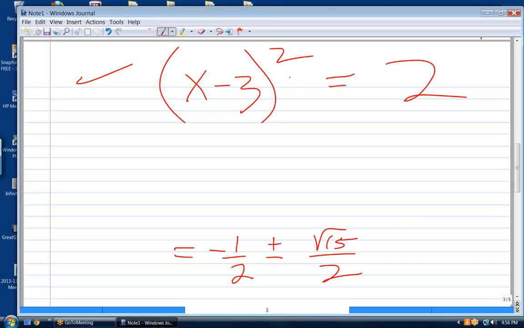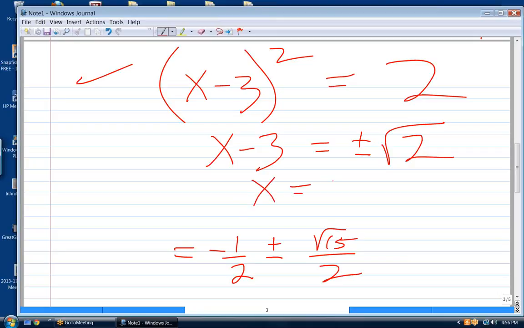In other words, what I'm trying to do is eventually isolate x all by itself. I can't isolate x until I take the square root of both sides. So when I take the square root of the left, I get x minus 3. When I take the square root of the right, I get plus or minus square root of 2. Now, when I solve it, I get x equals 3 plus or minus root 2.